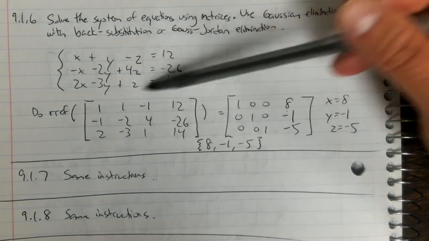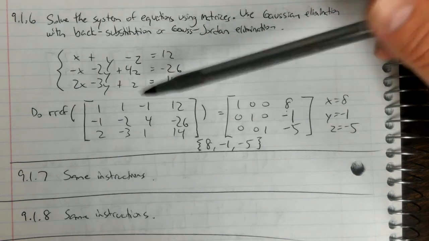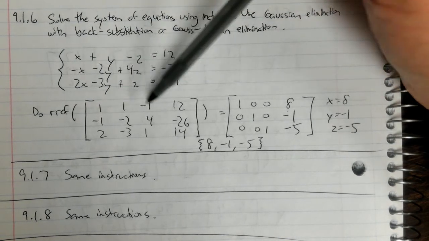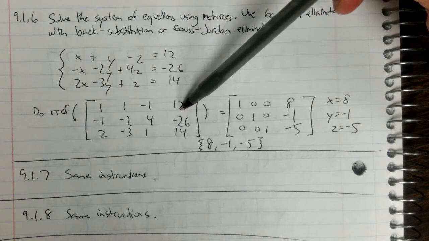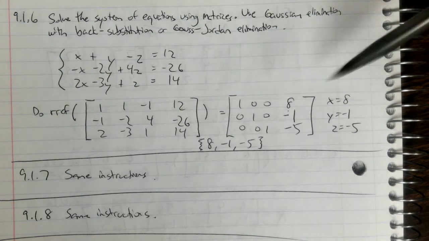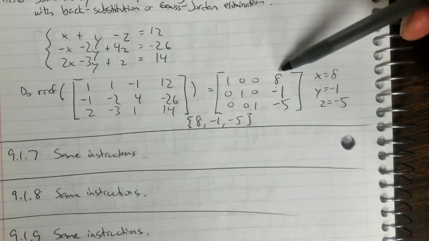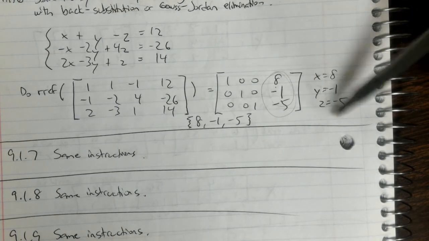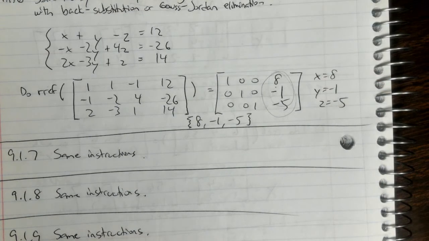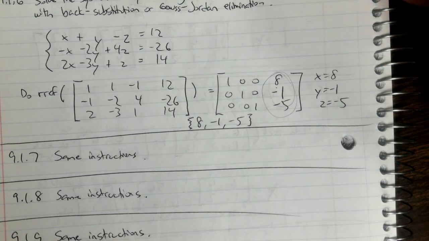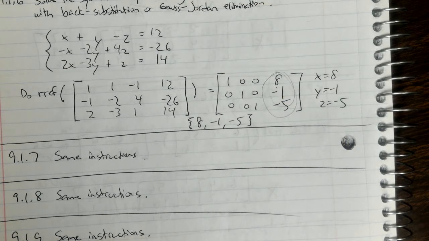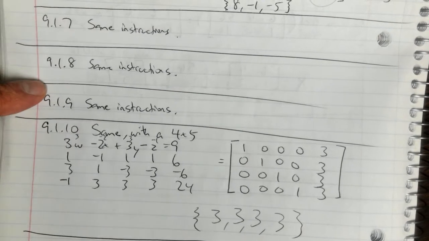So we were given this equation, and so you just put 1, 1, -1, 12, and so forth. RREF of that, and then you get your answer. And so like this side is your answer, and so you get 8, -1, 5. So again, just use RREF, reduced row echelon form, and you get it. The next 3 have the same instructions.